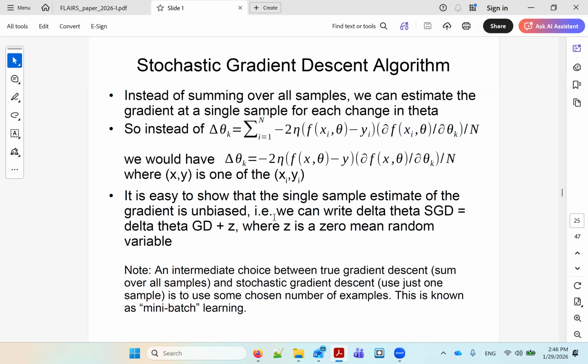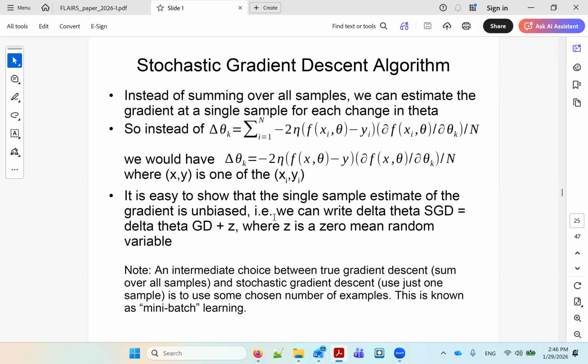Okay, so let's talk through this. What we're going to do is, instead of summing over all the samples, which is what hill climbing tells us we need to do, not get the true gradient, but get an estimate of the gradient at the current point. And how are we going to get that estimate? Well, we're going to use just a single sample to get our estimate.